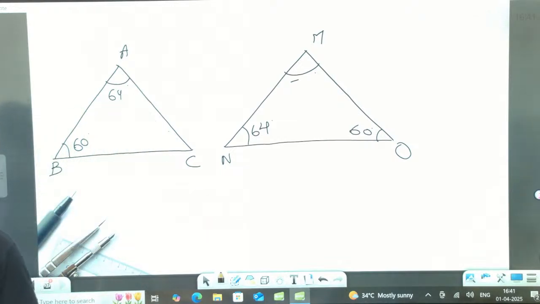Again, getting it? Write the last property: SAS, side angle side. Side angle side. SAS.